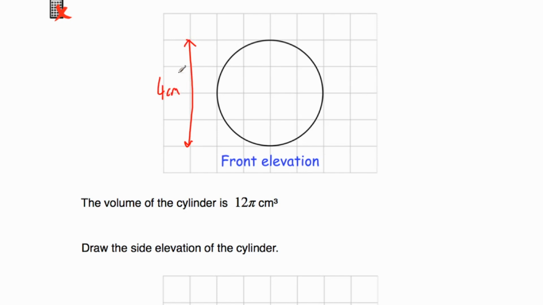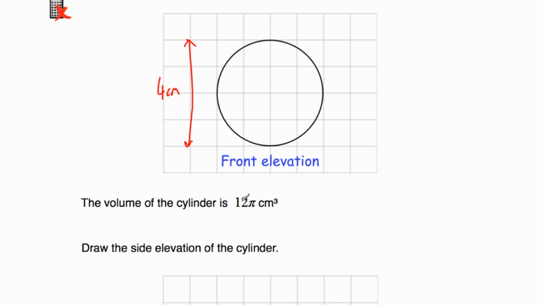So whenever we draw a rectangle, it will have a height going from the surface of the ground up to its highest point in that rectangle of 4 centimeters. But in terms of its length, we're going to have to work that out. We don't know how long that rectangle is. In other words, the depth of this cylinder. So in other words, how long is that cylinder we're looking at?